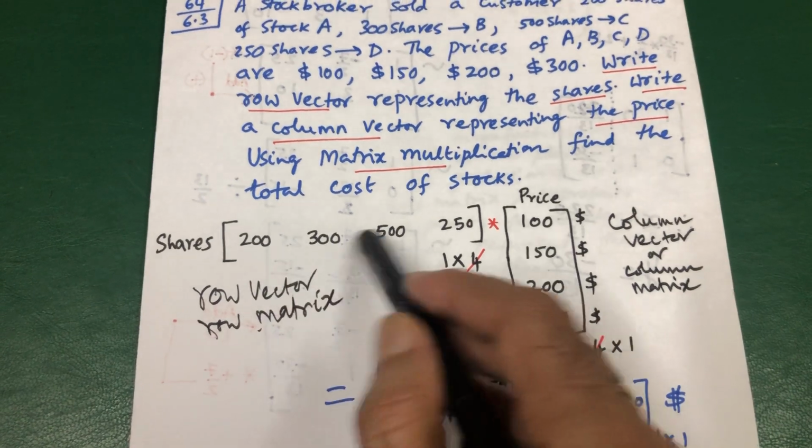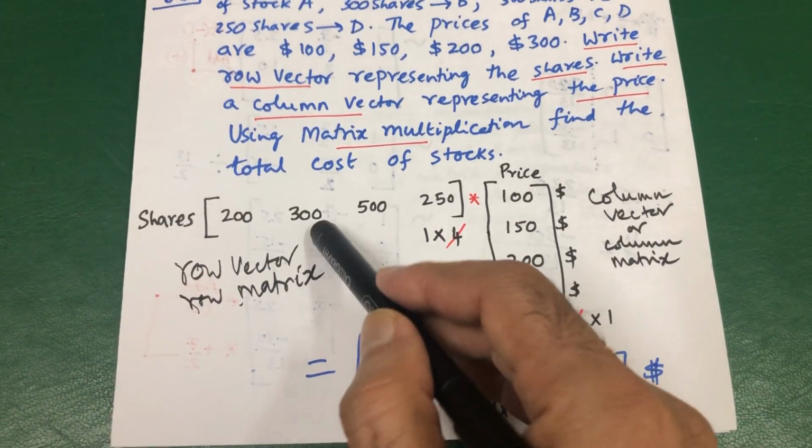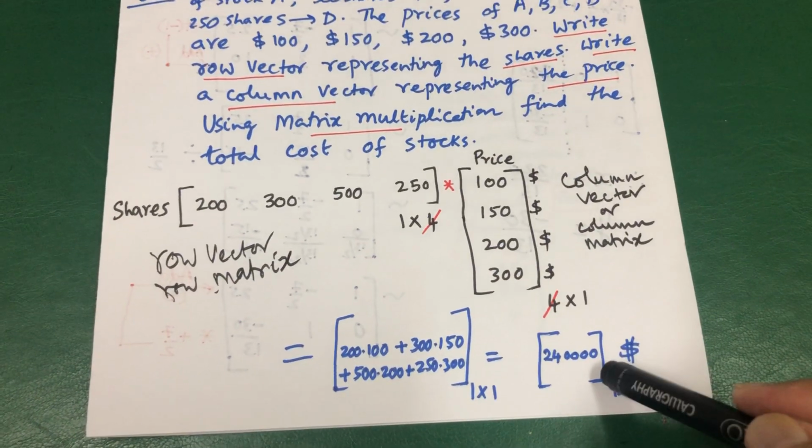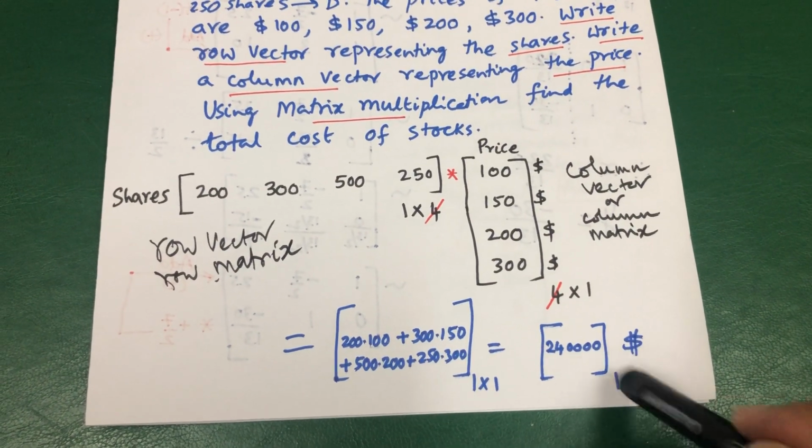Shares means papers. So 200 papers, 300 papers, 500 papers. It's a document paper. Okay. So this is $240,000. 1 by 1 means only one element.